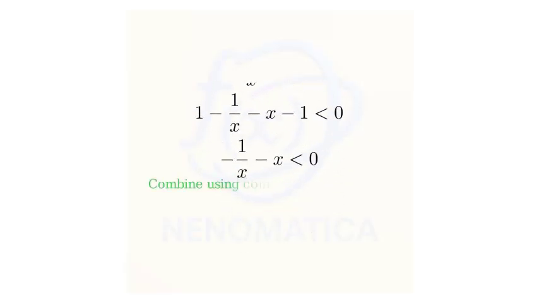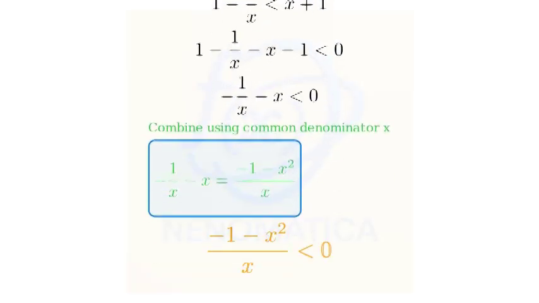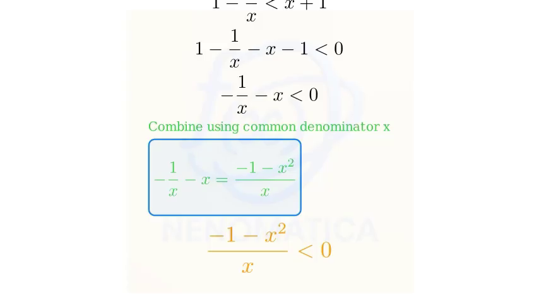In this lesson, we will solve the inequality in one variable: 1 minus 1 over x is less than x plus 1. We will follow a structured sign analysis approach to find the solution set. Step 1. Move all terms to one side and combine into a single fraction. We subtract x and 1 from both sides to create an expression less than 0. Then, combining the terms with a common denominator x gives us a single rational expression to analyze.